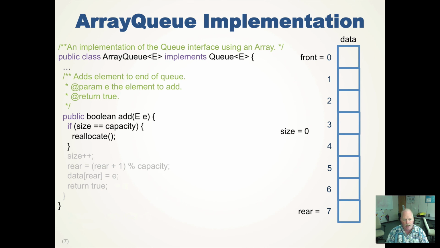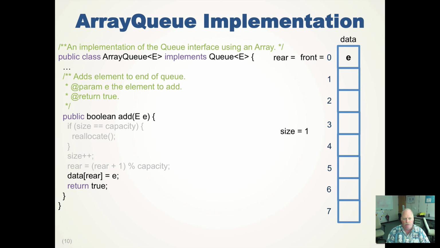Okay, so we're doing an add, so we increment the size, so we say there's one more thing in there. We then update rear, because we add things at the rear. So we say rear + 1, and then we mod by the capacity so that we get the circular array. And then we assign the data at rear, so data at rear is equal to E, so we added E to our queue. And we return true, because in this case we're always going to be successful in our add.